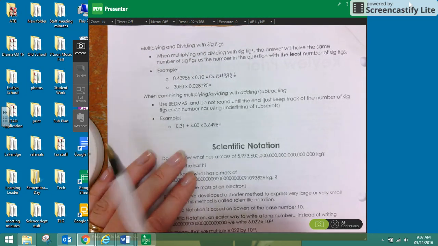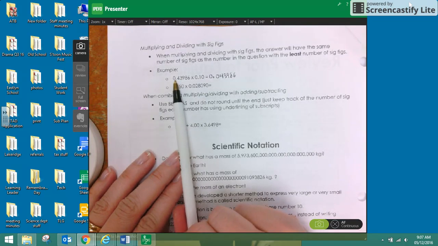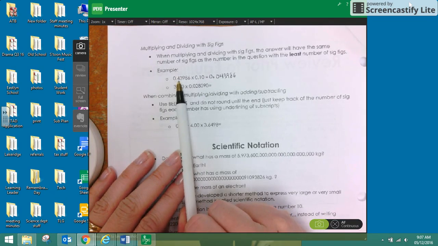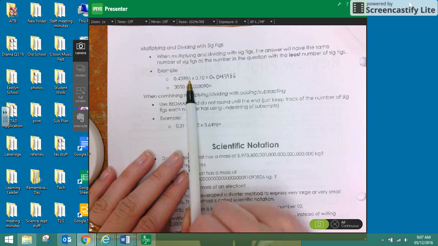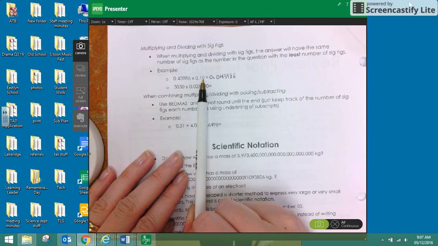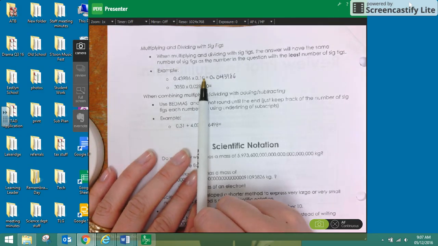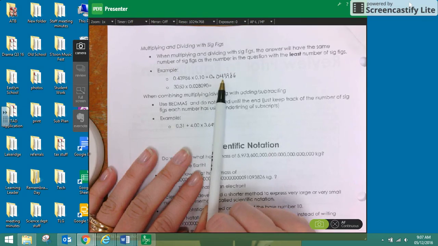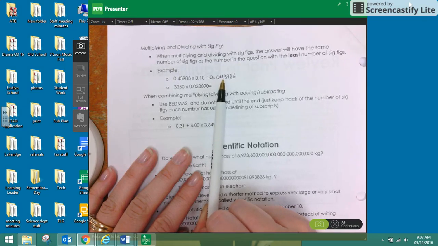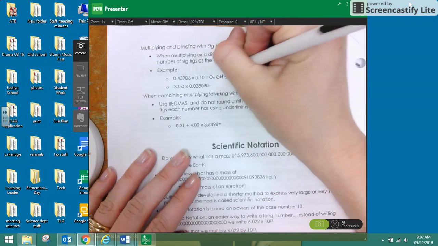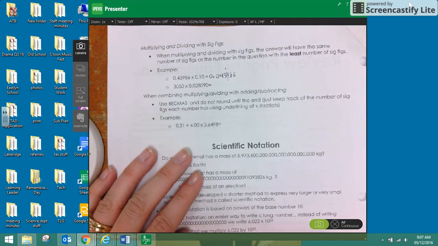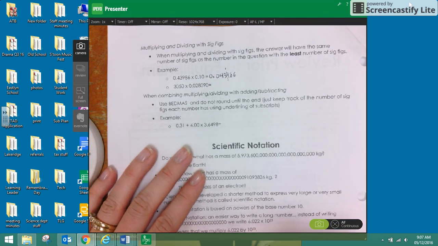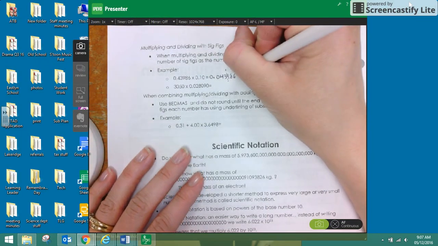So I count how many sig figs each of these numbers have. Front zeros are not significant, so this has 5 sig figs. Front zeros are not significant, and zeros are significant if there's a visible decimal, so this has 2 sig figs. 2 is less than 5, so my answer should only have 2 sig figs. Since front zeros never count, 2 sig figs starts here, 1, 2. So we want to cut the number off right there. And since 9 is the number immediately following, we need to round up that 3 to a 4.